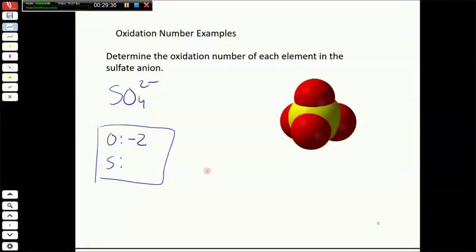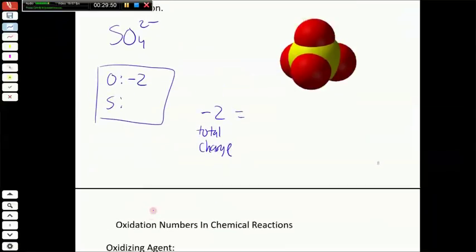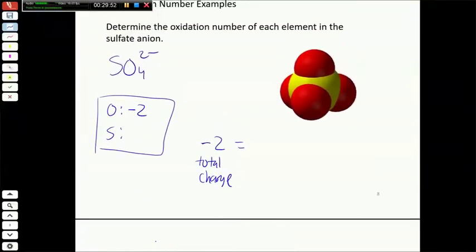It can be a number of different things, but the total charge has to equal the sum of all the oxidation numbers. So the only difference here is that this is an anion, so it has a non-zero total charge, -2, as we know for sulfate. And that has to equal the sum of the oxidation numbers for oxygen and sulfur. So we have 4 oxygens, each with a -2 oxidation number. We have 1 sulfur in the center. And so what does that have to be for the sum to equal -2? So -8 plus what equals -2?